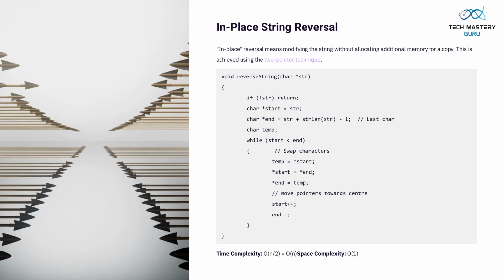In-place string reversal modifies a string without extra memory allocation. This is typically achieved using a two-pointer technique. Pointers move towards the center of the string, swapping characters at each end until they meet, resulting in O(n) time and O(1) space complexity.